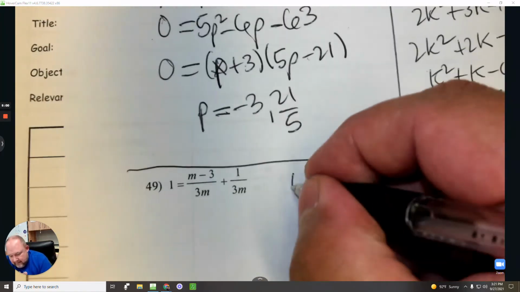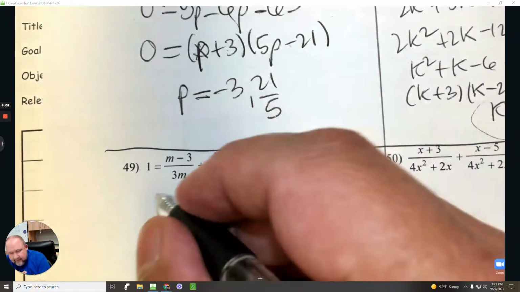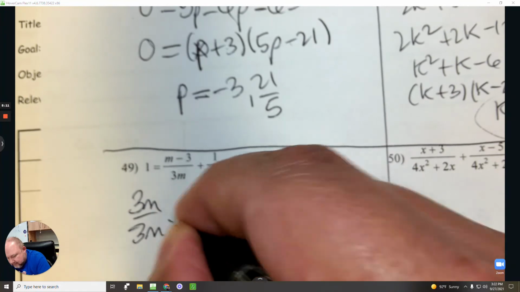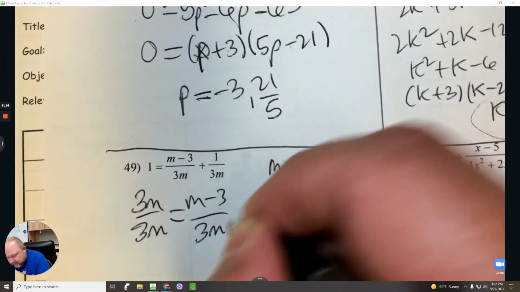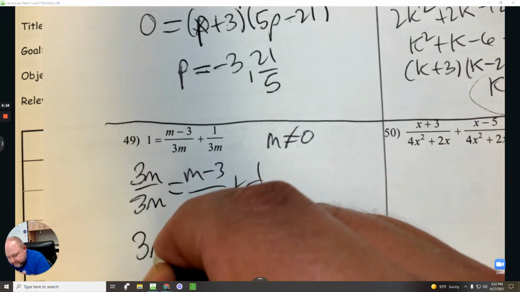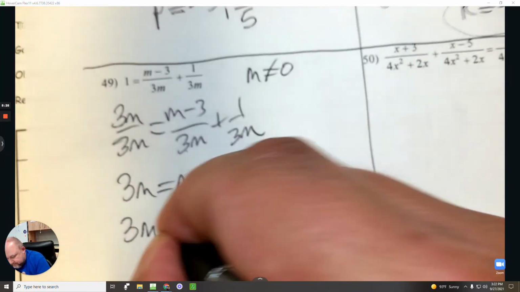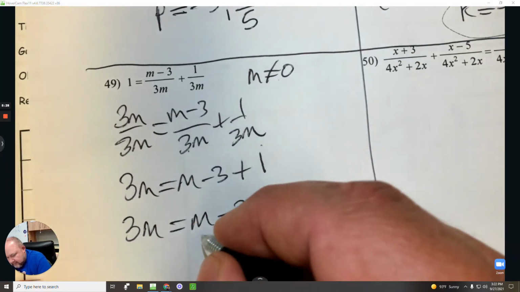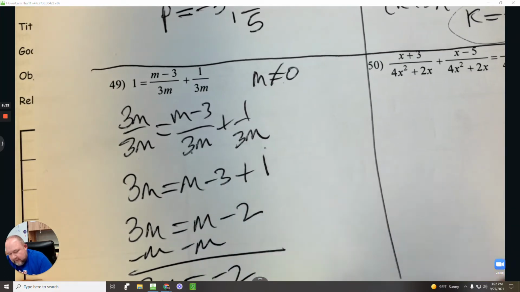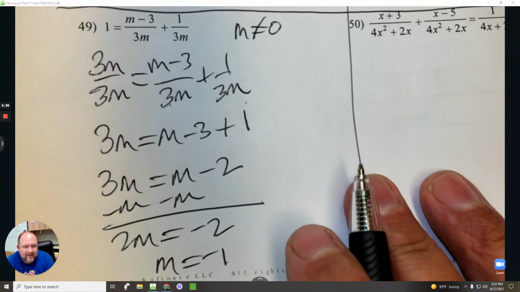49, again, we have monomials in the denominator. So a monomial means it's 0. Need common denominators. So I'm going to write that as 3m over 3m so that we now have common denominators. Then write down only the numerators once the denominators are the same. And then combine like terms and solve it. And make sure that answer doesn't match your restriction, which it doesn't. And so the answer is -1.